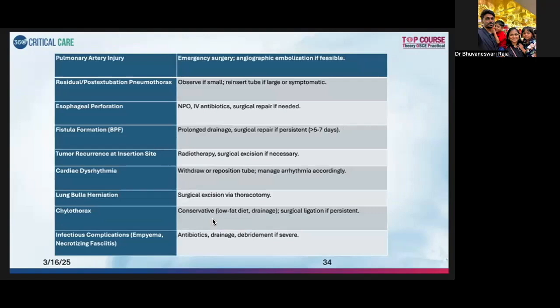Esophageal perforation is also a possibility, and immediate surgical intervention is required. And the most common complication is bronchopleural fistula, where you may have to do prolonged drainage and endoscopic or surgical repair if it persists beyond 5 to 7 days. Chylothorax can happen, where surgical intervention is required, and infectious complications are very common, where you may have to take care of the ICD site and treat it with appropriate antibiotics.